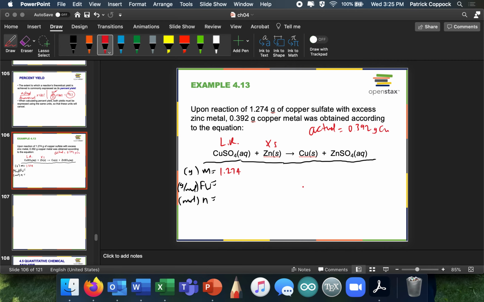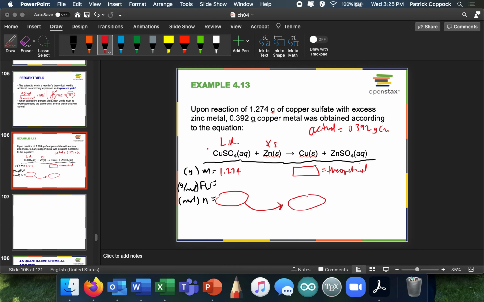Well, what could we have made? So the way that we find out what we could have made, that's the theoretical, right? Theoretically, we could make, and the only way to get there is by comparing moles of this to moles of that, right?